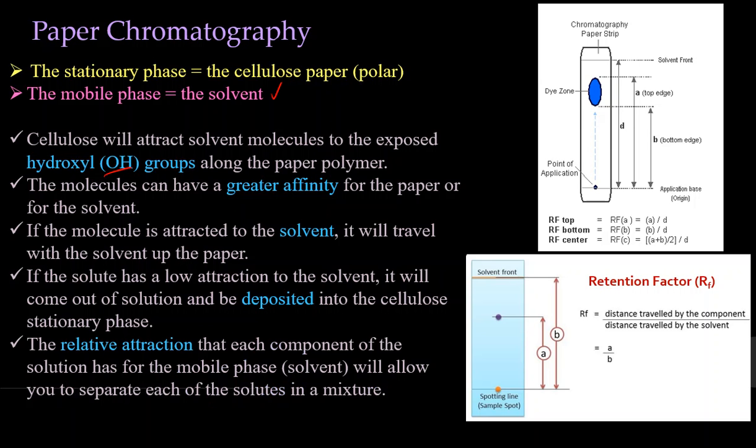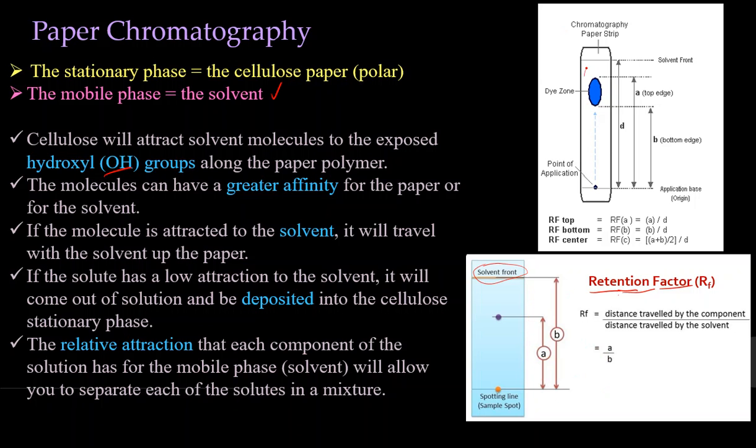Now, the nice thing about paper chromatography is they actually measure stuff. It's called the retention factor, or Rf factor. It's basically the distance traveled by the component divided by the distance traveled by the solvent front, okay? So it is like a decimal proportion of how far it travels.